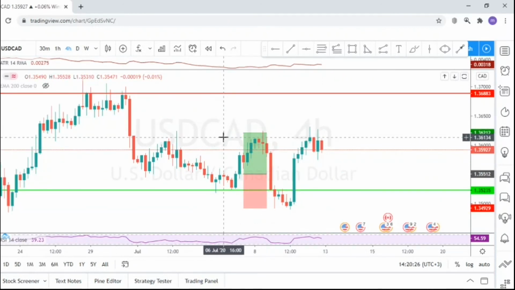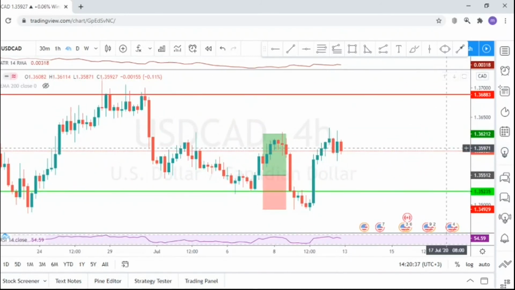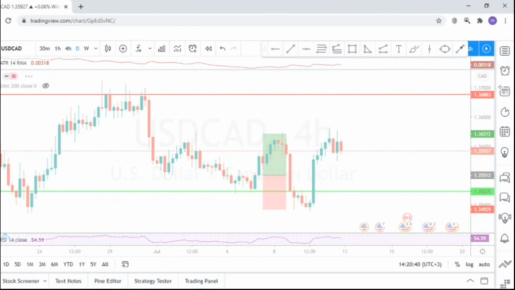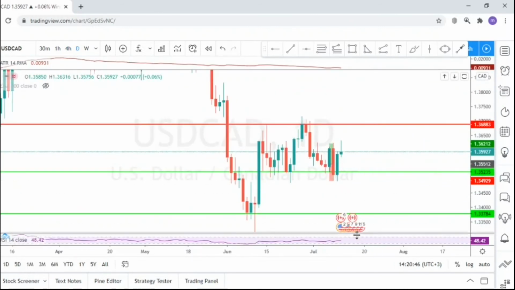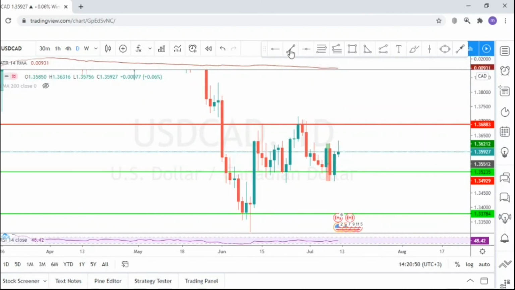Let me make a recap of these 4 steps. So the first step is to go to a higher time frame, like the daily time frame, and draw your key levels of structure. Once you've drawn your key levels of structure, you have to determine whether the market is in a downtrend or an uptrend. And how do you know that?